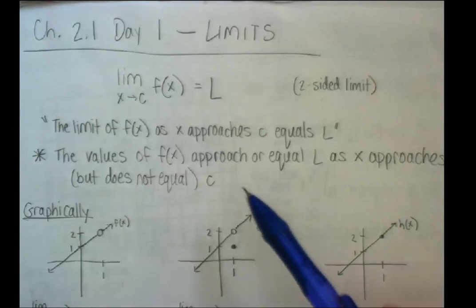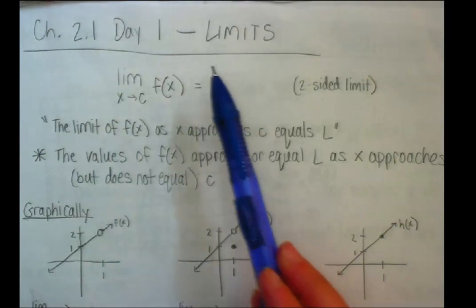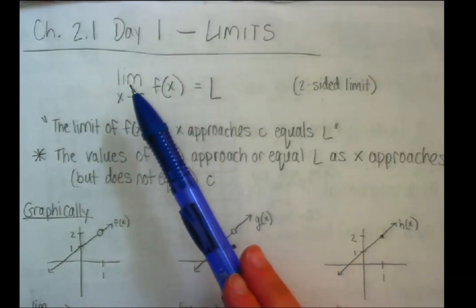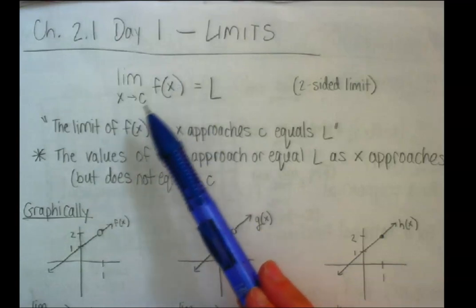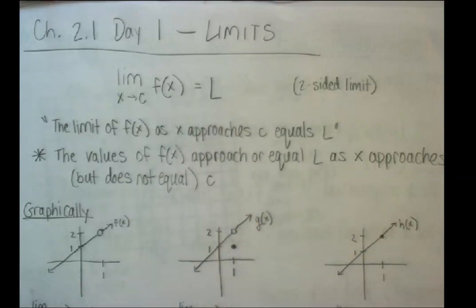Alright, so when it comes to actually writing down limits, we use this notation. We read it as the limit of f of x as x approaches c equals L. Hopefully the video did a pretty good job of explaining this, but basically a limit is describing the y value that a function is getting closer to as you approach a specific x value.